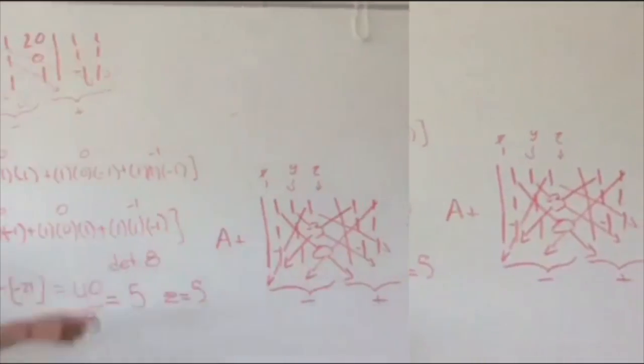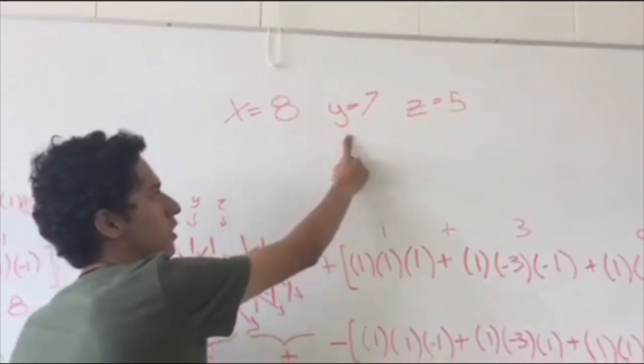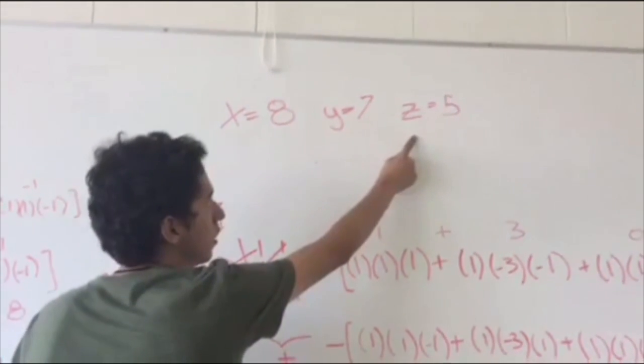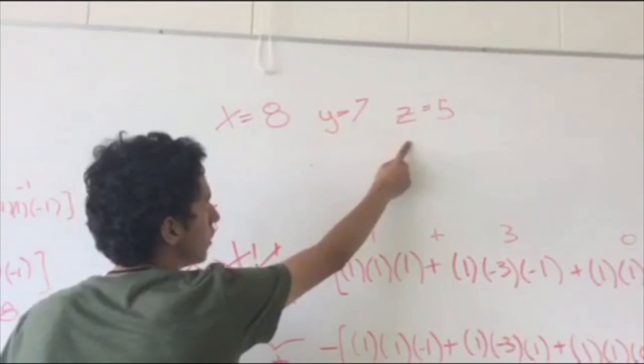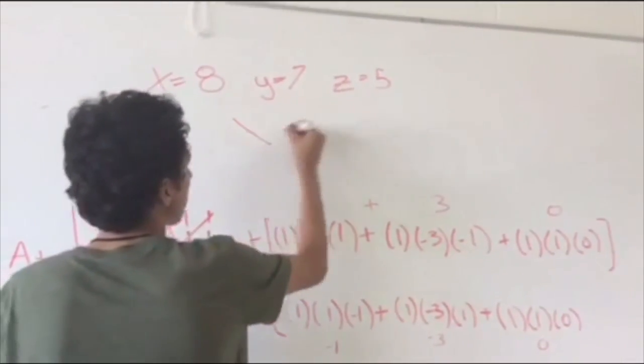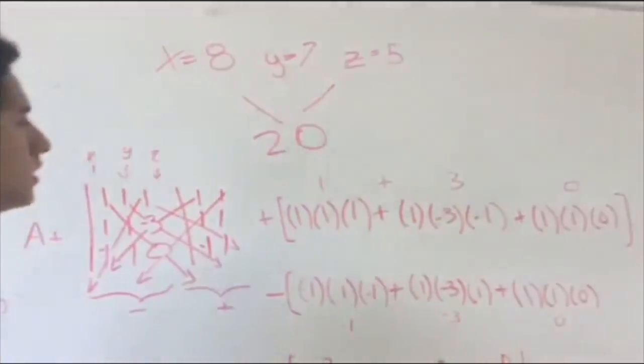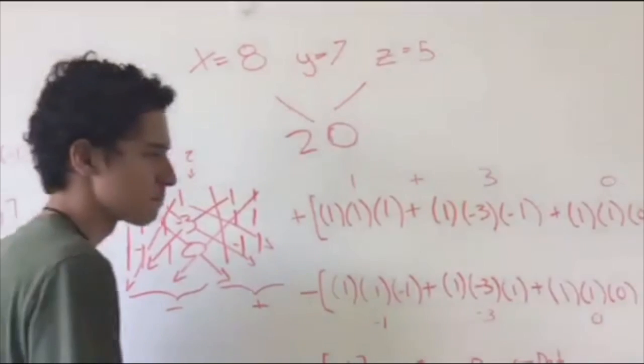That's right. So X for men, Y for women, and Z for children. 8 men, 7 women, and 5 children. That's right. We have 20 people going to a trip. That's the principal result.